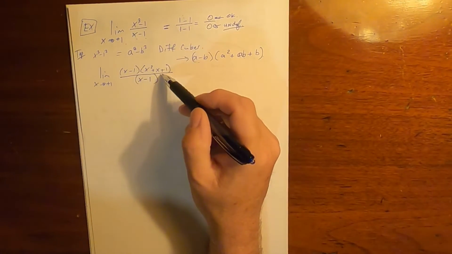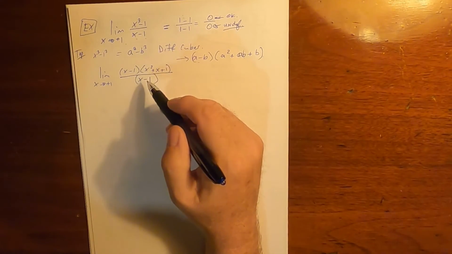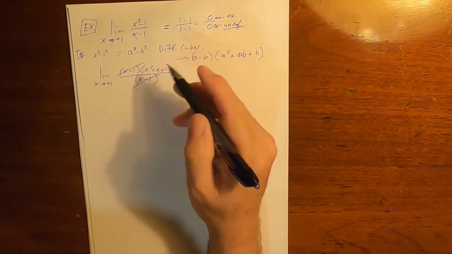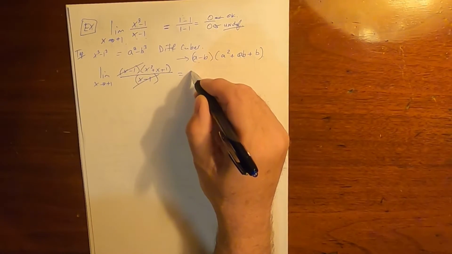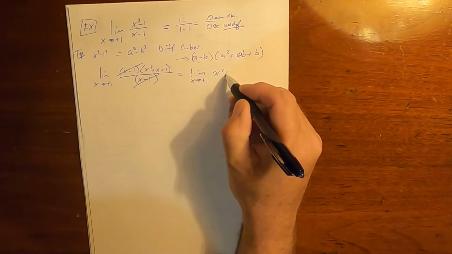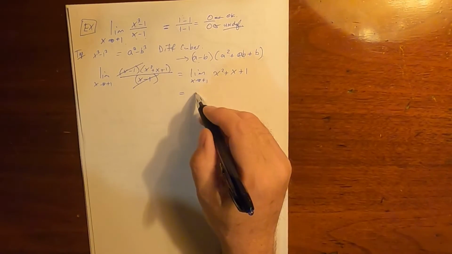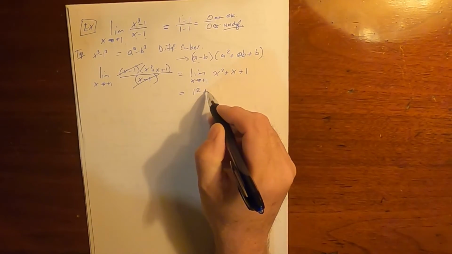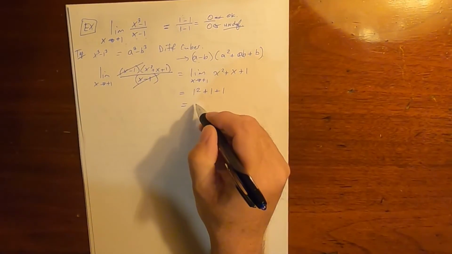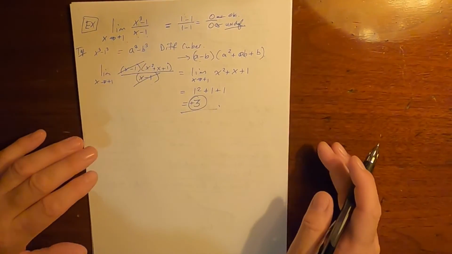So I factored this using the difference of cubes equation, and then I get some cancellation. I get these two factors to cancel. And so now my limit, as x approaches plus 1, is simply x squared plus x plus 1. Let's take a look. Put it in. That's 1 squared plus 1 plus 1. So I actually get this limit is equal to 3. And there's your answer.